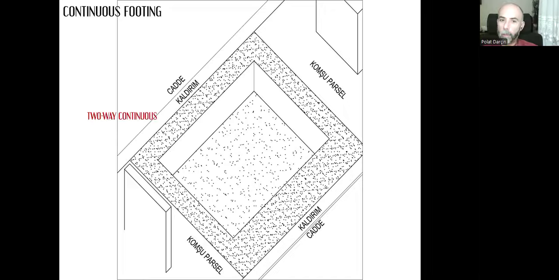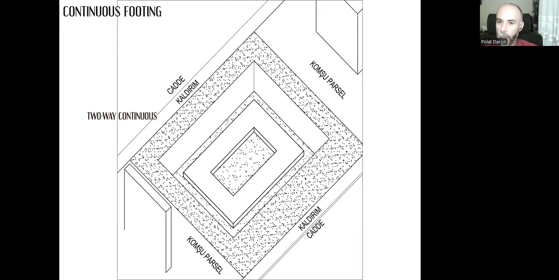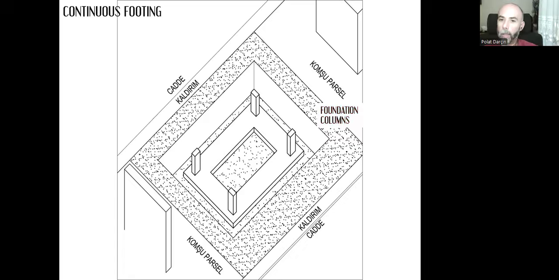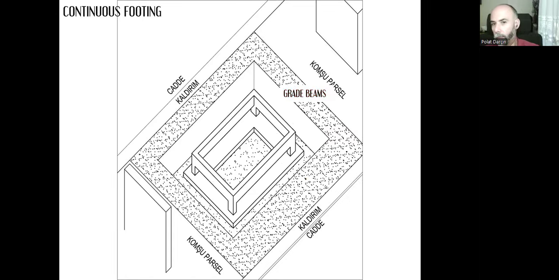Or instead of one-way continuous, we can create a continuous footing in two directions, two-way, and we will have foundation columns. Instead of tying the footings with tie beams, we can have a bigger single footing like that. Since there is only one continuous footing, one big footing, we won't be needing any tie beams anymore because there is nothing to tie. It's just one single continuous footing. However, we still need grade beams to connect our separate columns at the grade level like that.